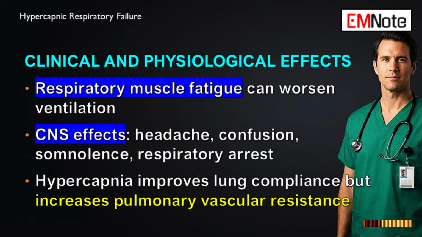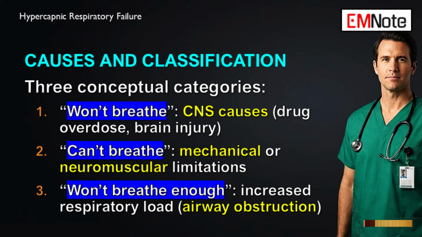It's a vicious cycle then. Yeah. The body tries to compensate by breathing faster. It tries. But that increased work of breathing is exhausting. The accessory muscles get strained, they fatigue. And that fatigue just makes the ventilation worse. Exactly. Fatigue worsens the hypercapnia, which worsens the acidosis, which further depresses the patient. It spirals downward.